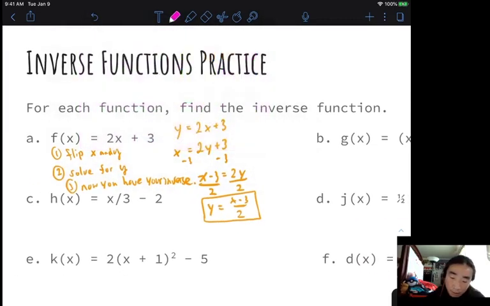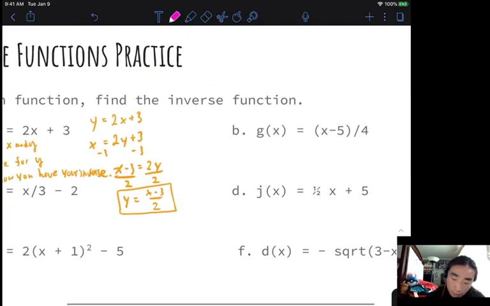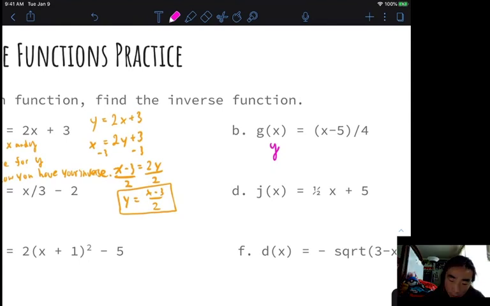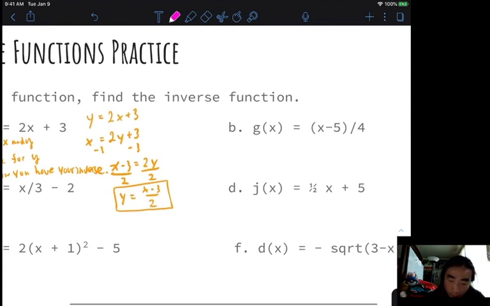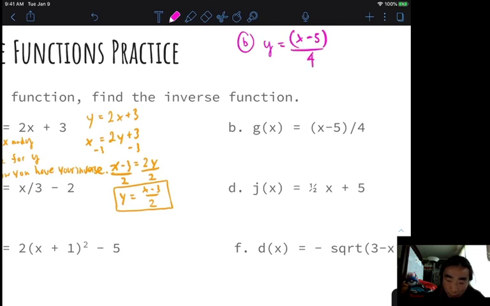Okay, again, for here, we can rewrite it. G of x is just like y. Maybe I'll do it up here instead. Okay, for part B, y equals x minus 5 over 4. So now we're solving, switch x and y, like this. Because the fundamental idea behind finding the inverse is switching your inputs and outputs. That's why this first step works.